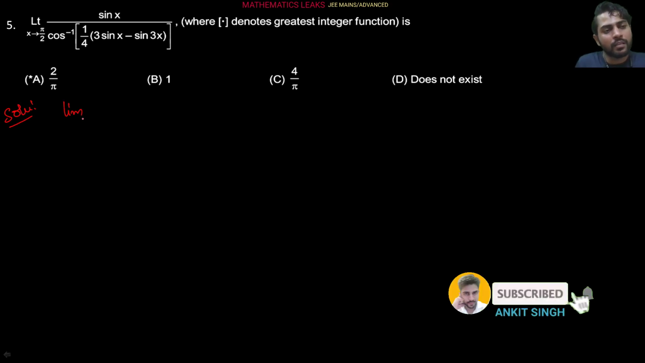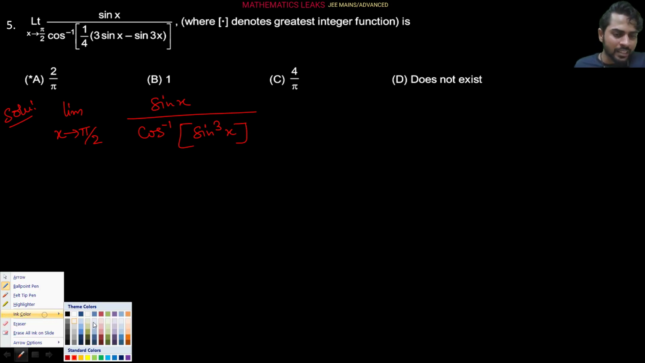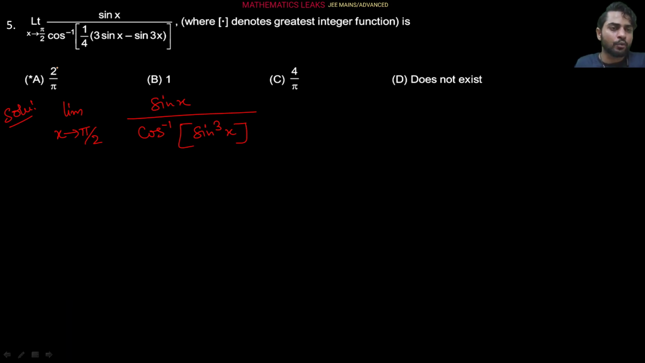So limit x tends to pi by 2, sin x upon cos inverse of the greatest integer of this given quantity. 3 sin x minus sin 3x is nothing but 4 times sin cube x. So 1 by 4 into 4 times sin cube x, the 4 in numerator and denominator get cancelled, and the greatest integer of sin cube x is coming here, right? Sin cube x. Now x approaches towards pi by 2.